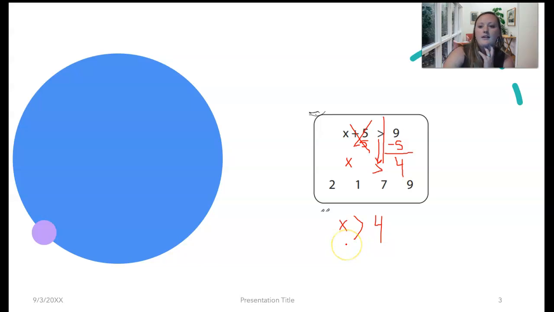Do you remember what this sign is? The sign is greater than, okay? Remember, our sign is like an alligator, and he always eats the bigger number. Since he's eating x, that means x has to be bigger than 4. Which numbers are bigger than 4? 7 and 9. All right.